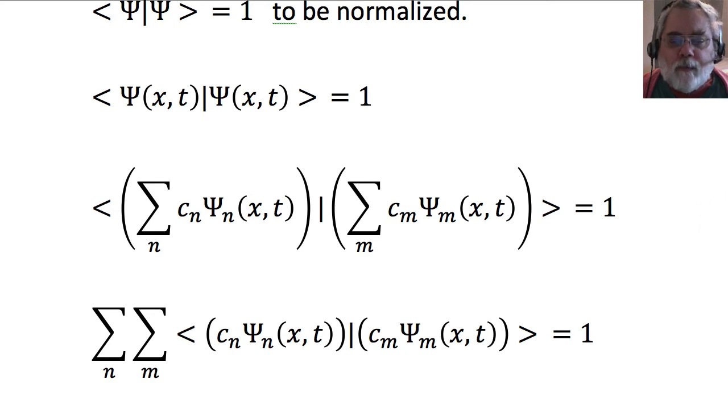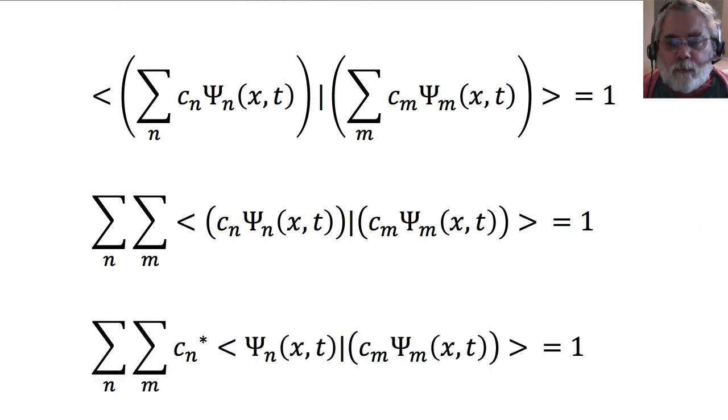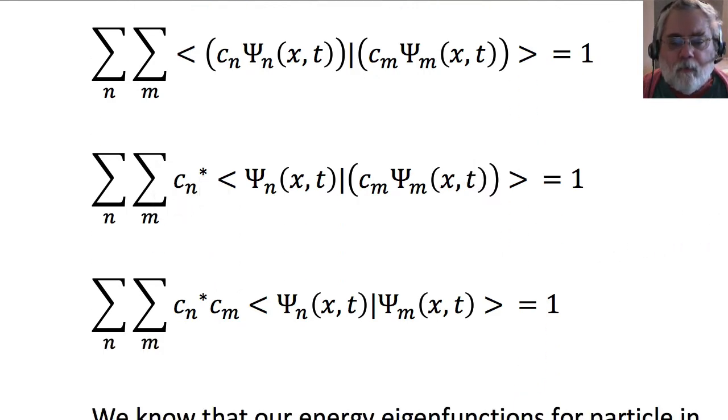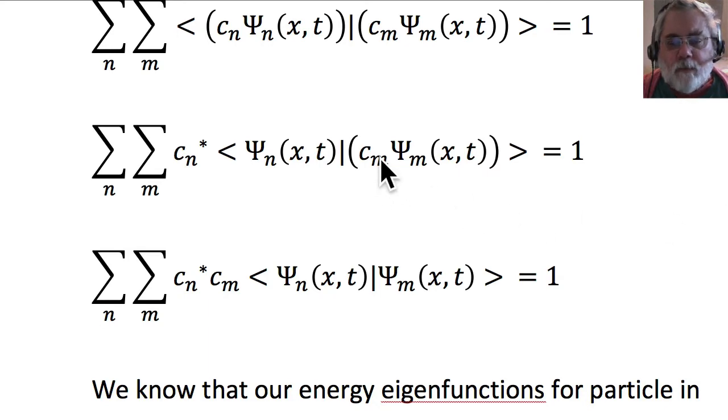Now we can pull the summation signs outside the inner product. So sum over all n, sum over all m of these inner products. And we can pull the constants out, but we need to do that carefully. We can pull the c sub n out, but because it's in the bra, we have to pull it out as its complex conjugate, c sub n star. We could pull c sub m out, and because it's in the ket, we pull it out unconjugated.